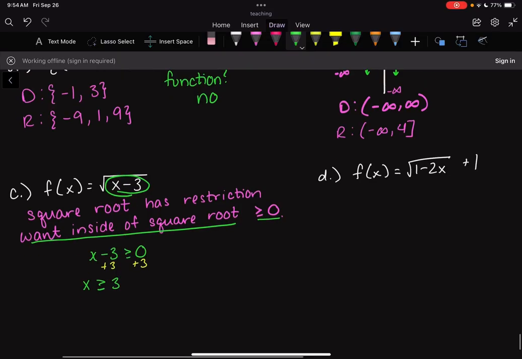Now we also like to write this in interval notation. So my domain here, if x has to be greater than or equal to 3, I'm saying it can be 3 to infinity. And the 3 is included because it's a greater than or equal to symbol. And the infinity gets a parentheses because we can't actually plug in infinity.